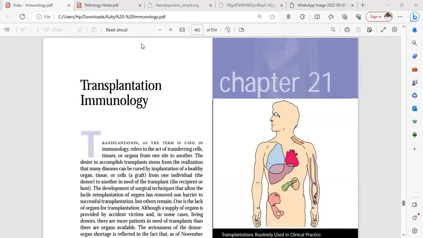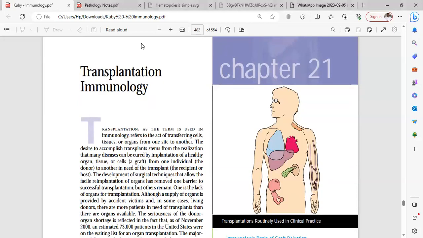Nice. So transplantation in immunology. Of course you've heard of organ donations, and the complications that come with it. So we just go with the basics of transplantation immunology because it's a very complicated topic. Transplantation refers to the transfer of cells, tissues, or organs from one site to another. It can be the same individual, or a different individual, of the same species or different species.